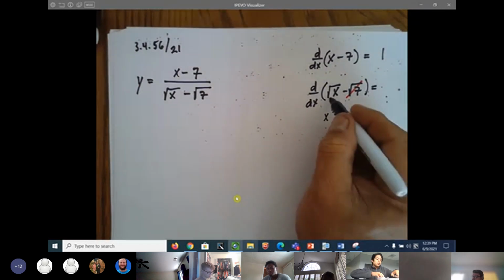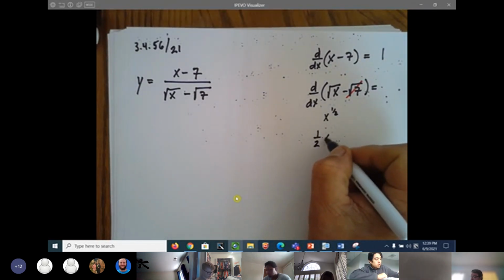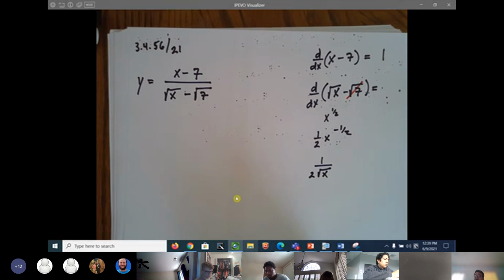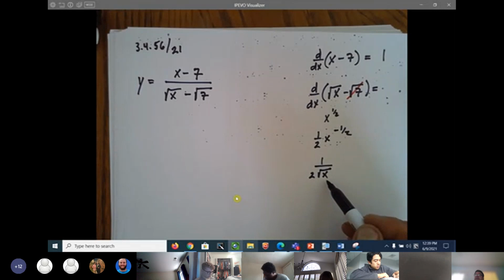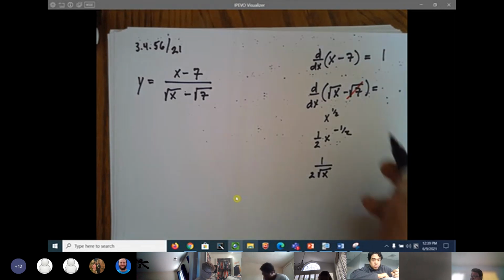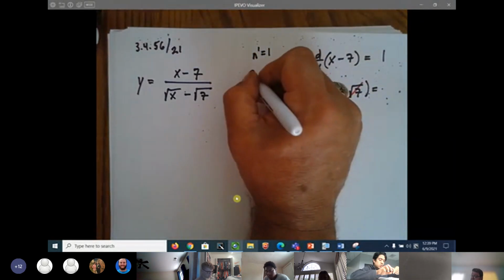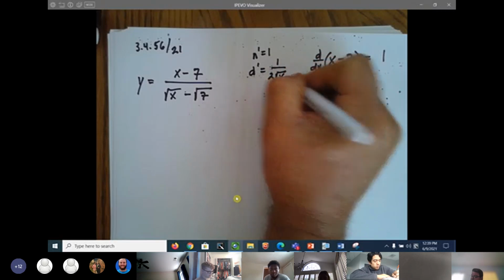So I'm going to take the derivative of x to the 1/2. So that's going to be 1/2 x to the negative 1/2. And that's 1 over 2 square root of x. You see why I told you to be careful? Because that looks nothing like this. So the derivative of the numerator, numerator prime, is equal to 1. Denominator prime is equal to 1 over 2 square root of x.